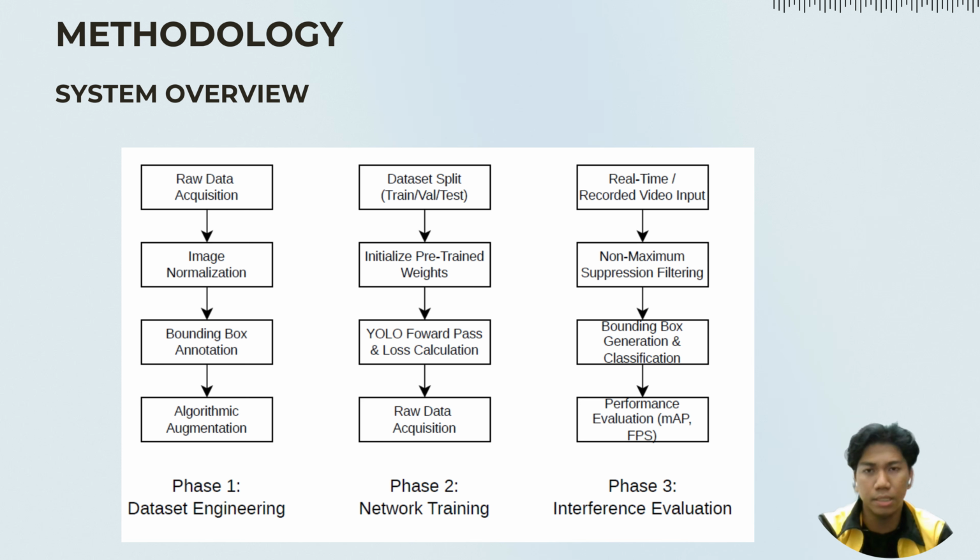Phase 1 is dataset engineering. This is where we collect raw images, resize them, draw bounding boxes, and apply data augmentation to grow our dataset. Phase 2 is network training. We split our dataset into three parts, load pre-trained weights to speed up learning, and train the YOLO models to recognize the faces. Finally, phase 3 is inference evaluation. This is where we test the trained model using a real-time webcam feed. We filter out bad detections and measure performance using metrics like mAP and FPS.